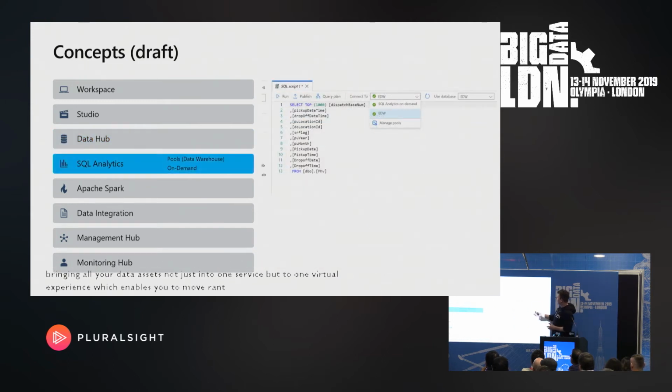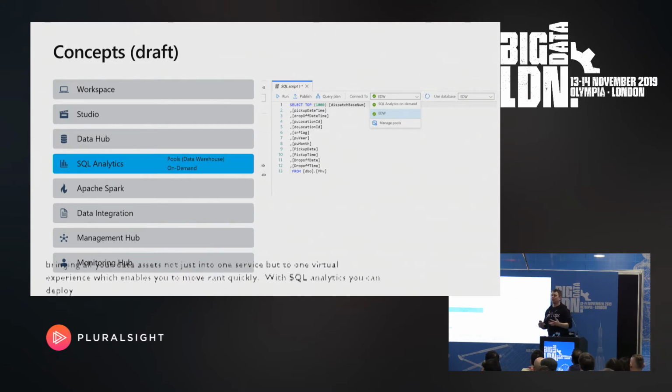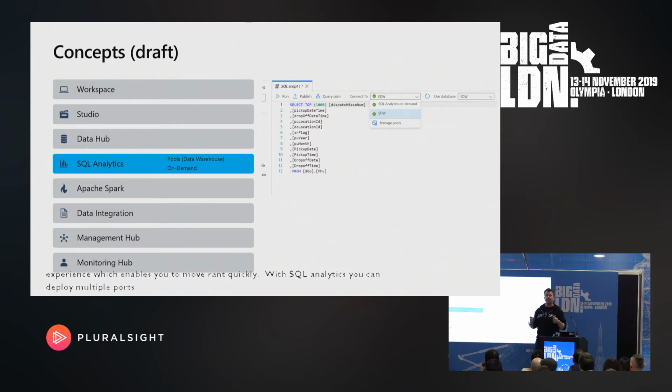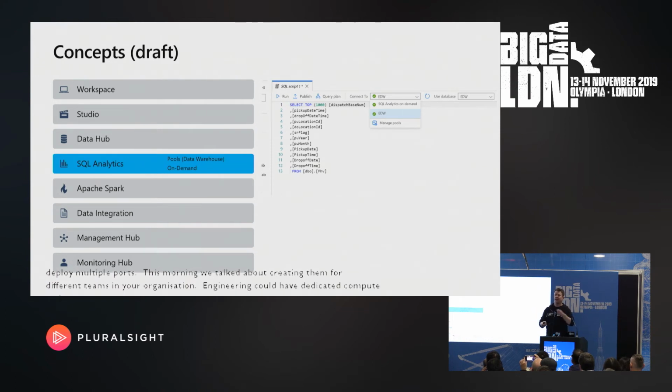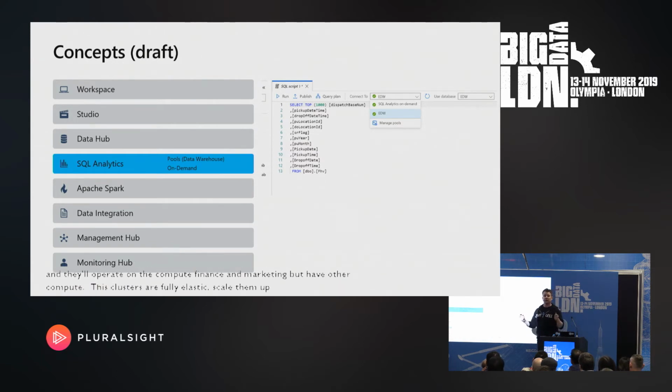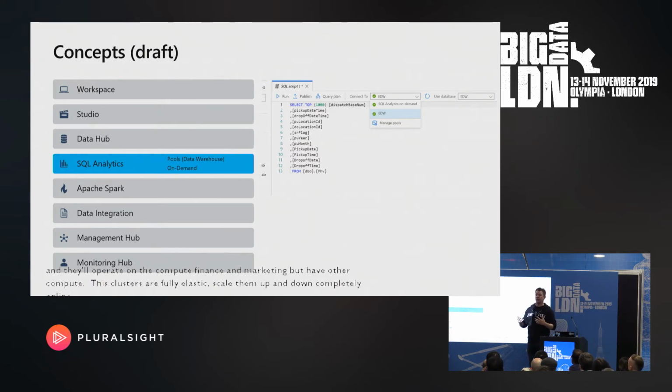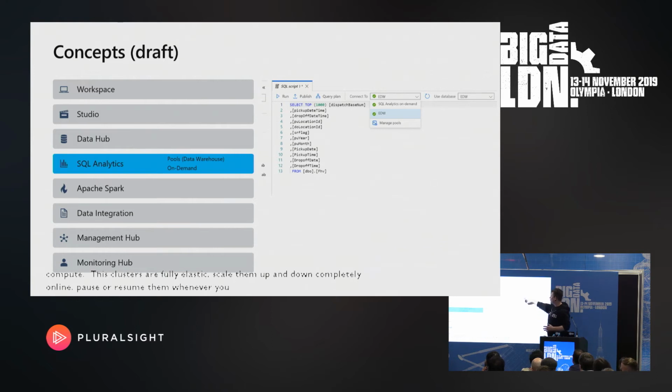With SQL Analytics, you can see here, and I talked about this morning, you can deploy multiple SQL compute pools to operate over your data. This morning we talked about creating them for different teams within your organization. Engineering could have dedicated compute, and they will operate on that compute. Finance and marketing could have other compute. These clusters are fully elastic. You can scale them up and scale them down completely online. You can pause or resume them whenever you feel like it. Or you could also switch to SQL on demand, and that's on a pay-per-query basis.